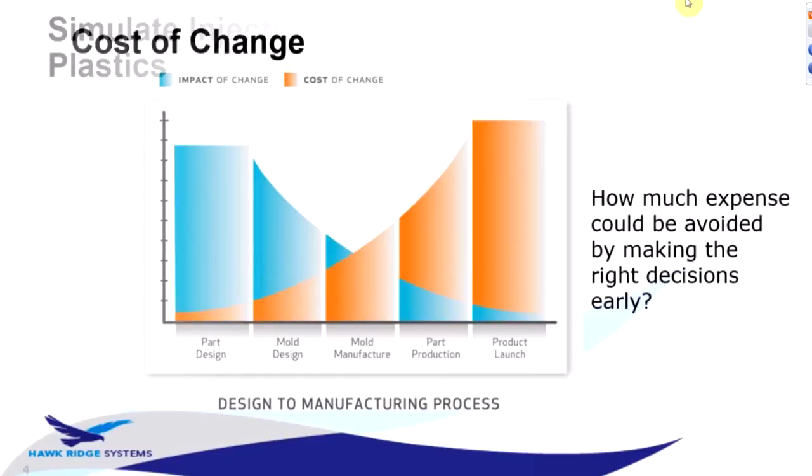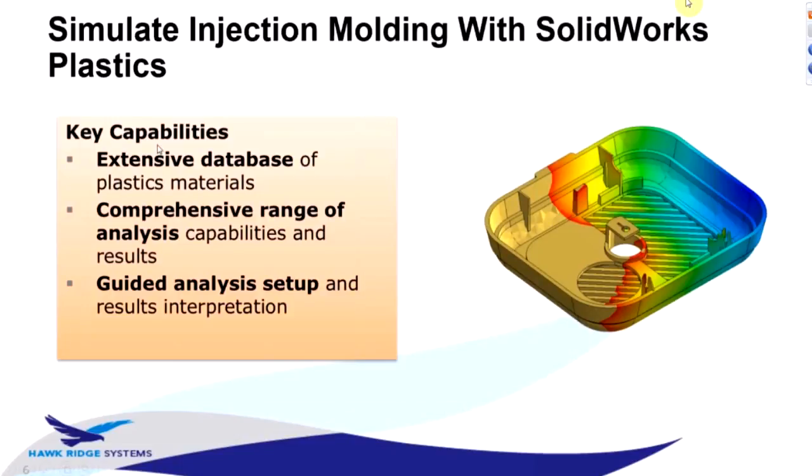So simulation injection molding has some key capabilities to help us get there. We have a pretty extensive database of plastic materials, about 5,000 different plastics and materials shipped with the product, and it's being added to all the time. It's really designed as an analysis tool for designers. It has a pretty comprehensive range of analysis capabilities and results that we can see, but you really don't have to be a dedicated PhD analyst to be able to use this and interpret the results. It's really a very straightforward setup, and it's a guided process to do everything. So it's really quite straightforward and gives us really great, reliable results at the end.